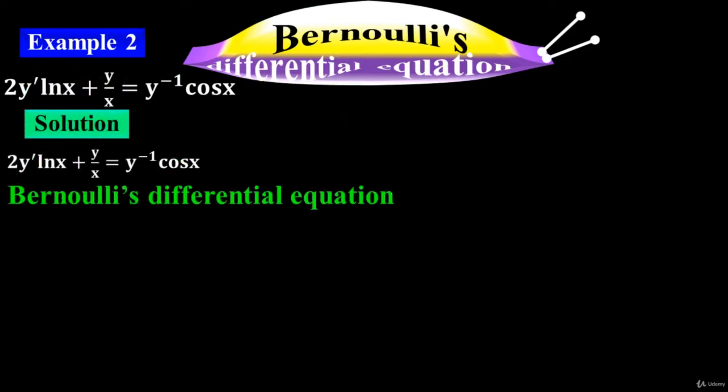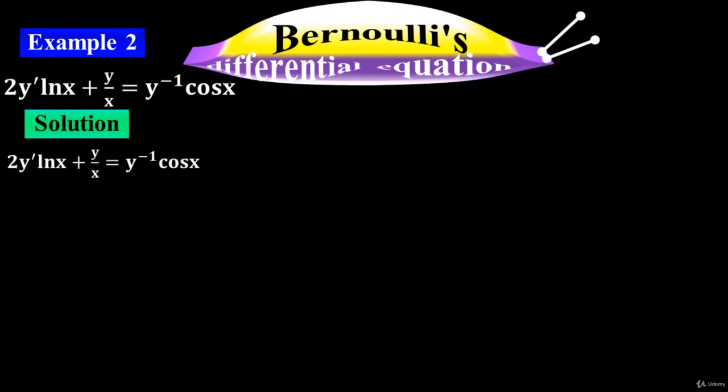Example number 2. 2y prime times natural log x plus y over x equals y to the minus 1 times cos x. Solution. It's a perfect Bernoulli's differential equation. From the standard form of Bernoulli's equation, you can put y prime here. So y to the minus 1 is actually y to the n here.